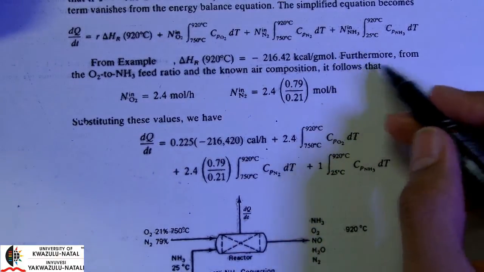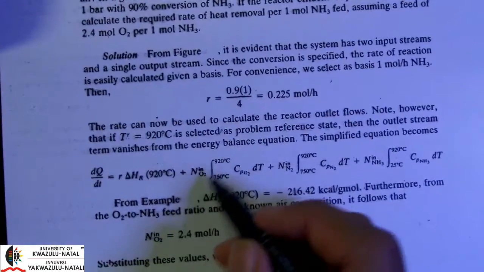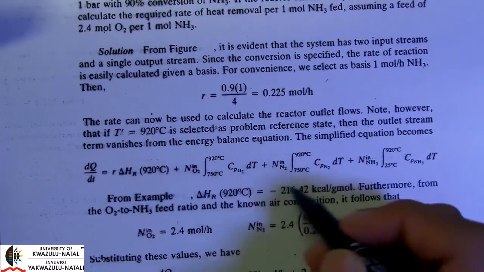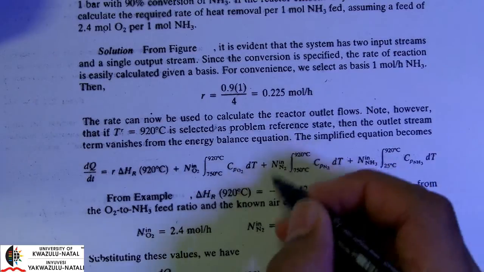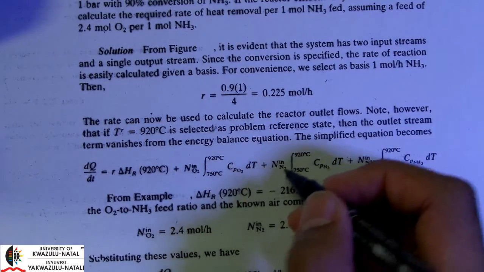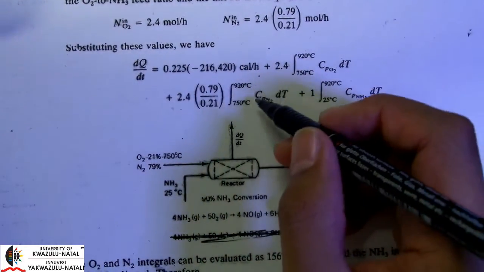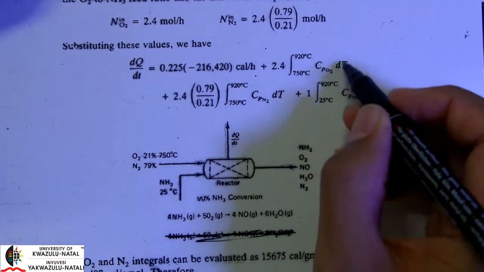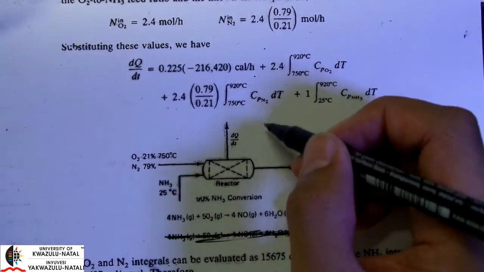We've also been given an oxygen to ammonia feed ratio, so we know what our ratio of moles of oxygen coming in is. And from our air ratio we can calculate our moles of nitrogen coming in. Now substituting these values, it becomes quite simple, and we can simply take our Cp values from our tabulated data.